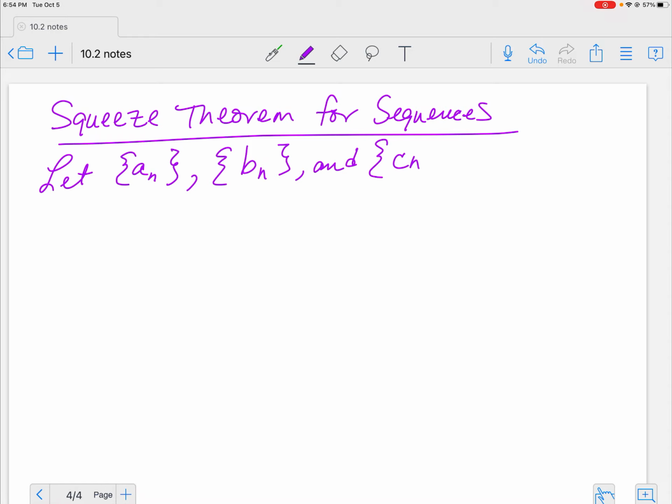Those are squiggly brackets, by the way. I'm just mediocre at making them.